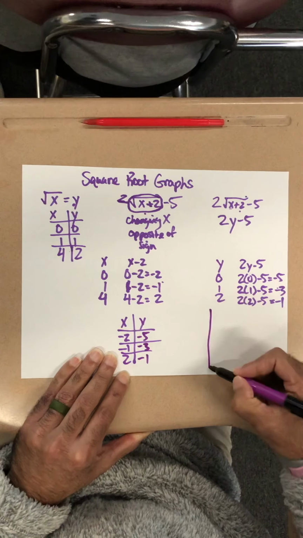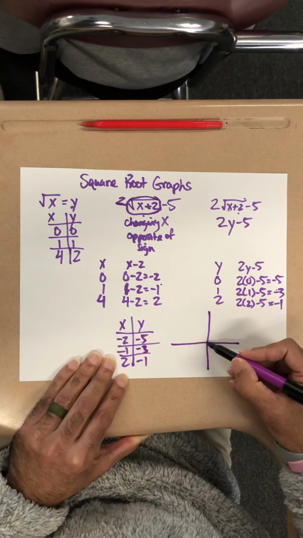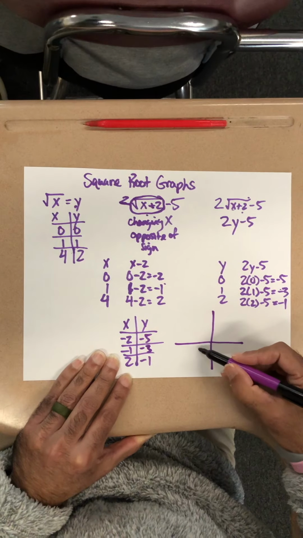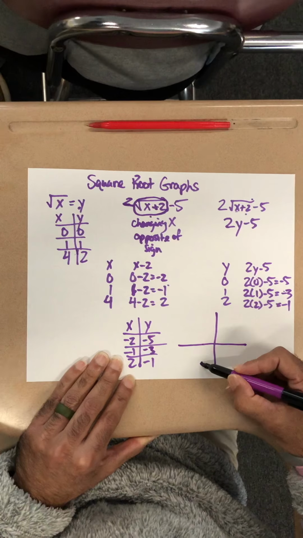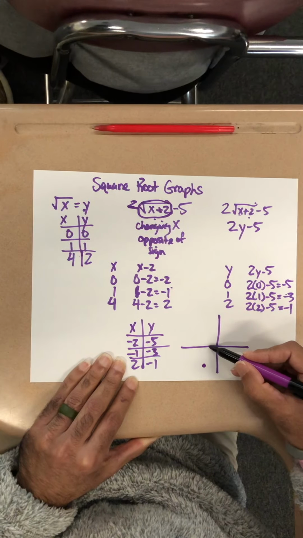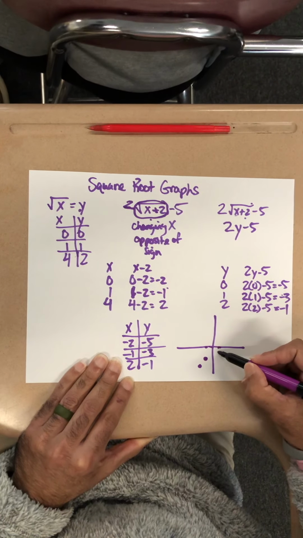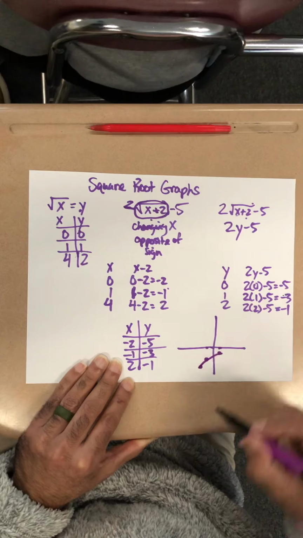So if we plot it, this is 0, so we're going down over 2, down 5. Then we would go down 1, or over 1, down 3, and then we'd go 2 and just down 1. And that's our graph.